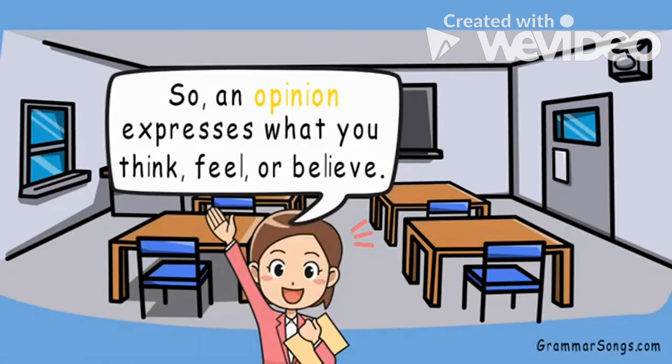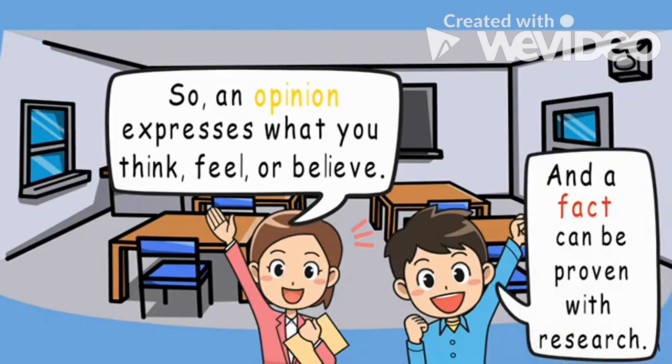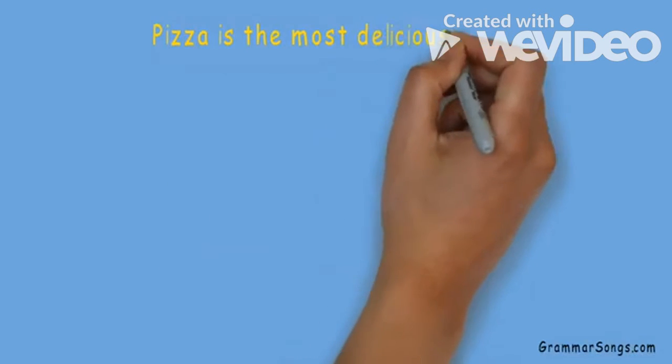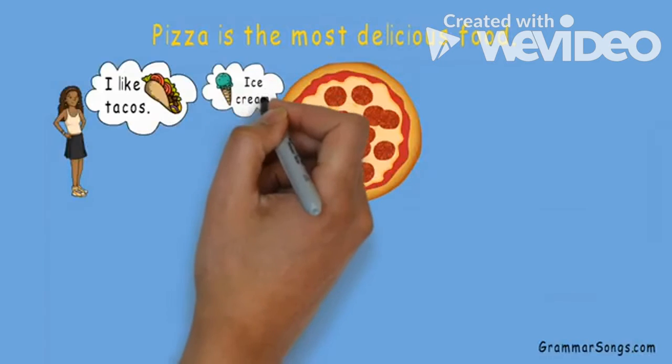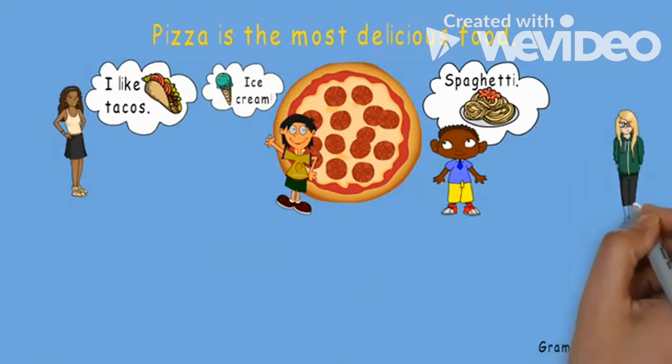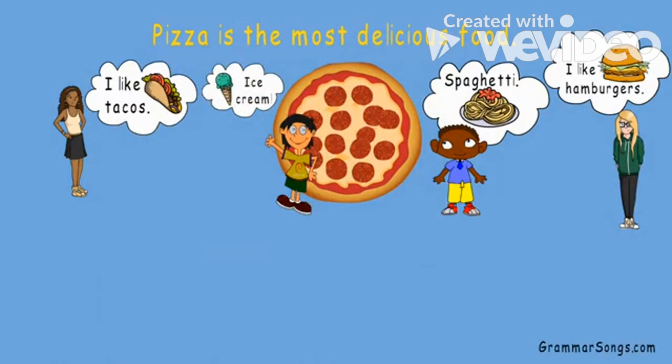So an opinion expresses what you think, feel, or believe. Yes. And a fact can be proven with research. A fact can be proven to be true. Sometimes it takes research, but often the proof is quite simple. For example, if I say pizza is the most delicious food, it would be an opinion. Many people would disagree and have their own opinions. There is no way to prove pizza is the most delicious food to be true.